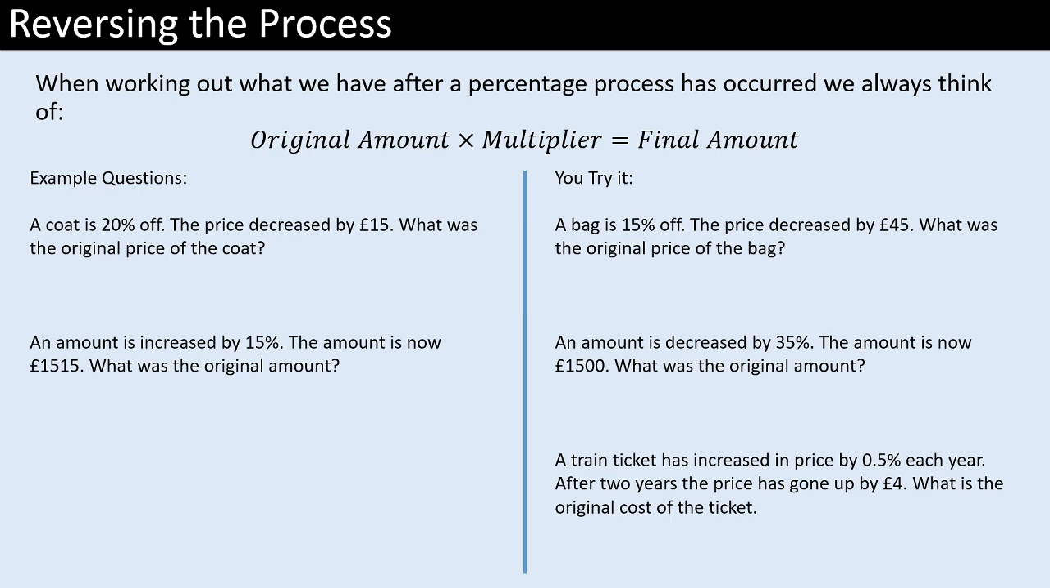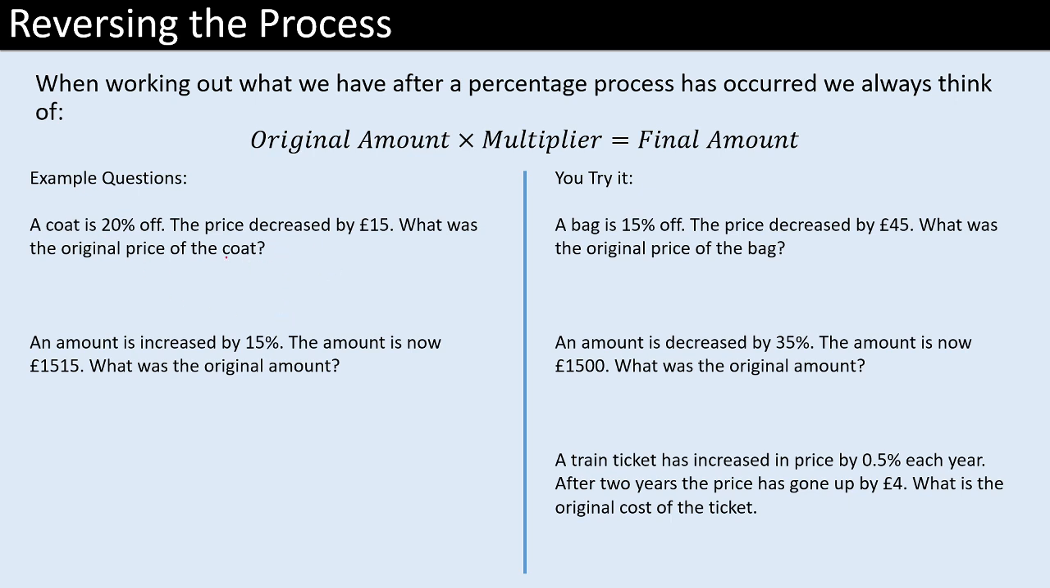We thought that an original amount times by a multiplier should equal our final amount. So if we try and reverse the process, we will want to try and find out our original amount, and we will know our multiplier and our final amount. And there will be an extra step to it. So let's see what we got. A coat is 20% off. The price decreased by £15. What was the original price of the coat?